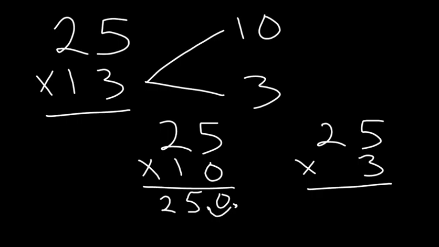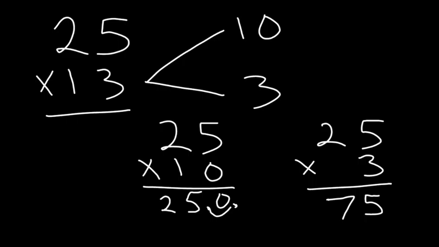25 times 3, I know 25 is like a quarter. I'm going to use my counting by quarters trick. 25, 50, 75. And I have two partial products, 250 and 75.